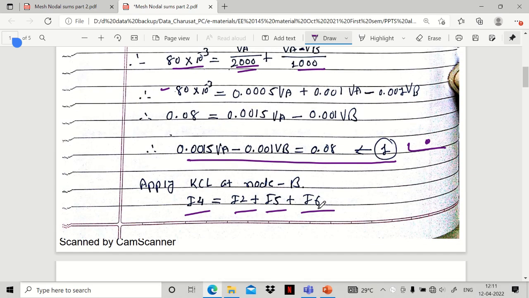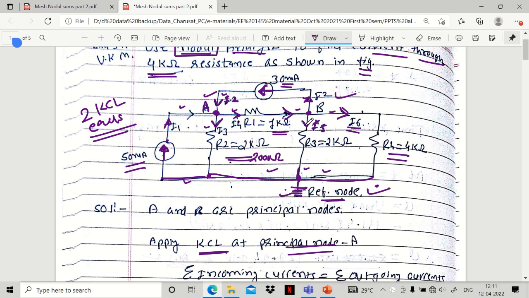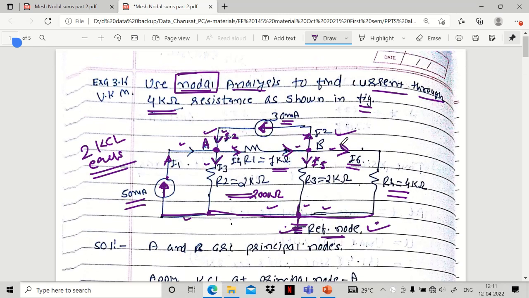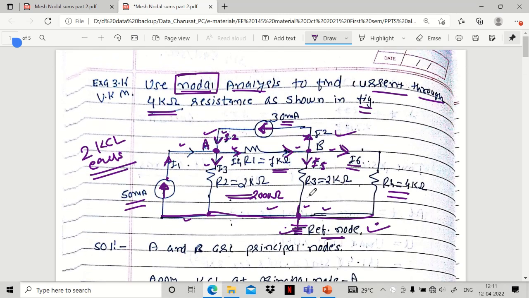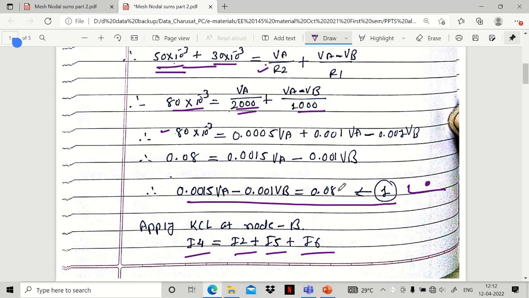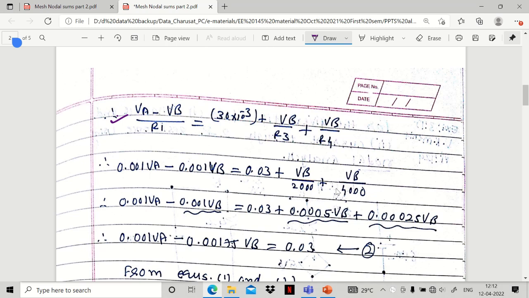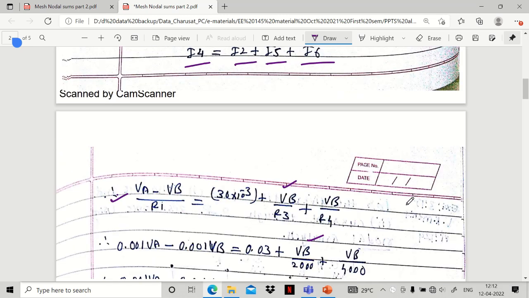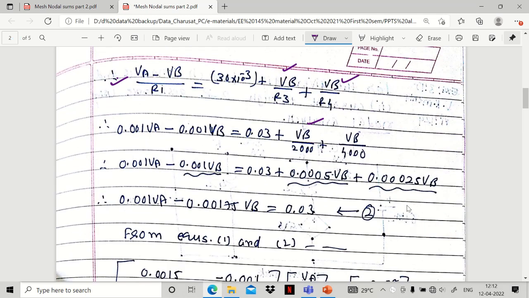Plus I2. Yes, I2 is given. It is flowing away from the node B, outgoing for the node B. So I2 is 30 milliamps, so 30 into 10 raised to minus 3, plus I5. I5 is VB minus 0 upon R3, and R3 is 2 kilo ohms, so VB upon 2000, plus I6. I6 is VB upon R4, and R4 is 4 kilo ohms, so VB upon 4000.